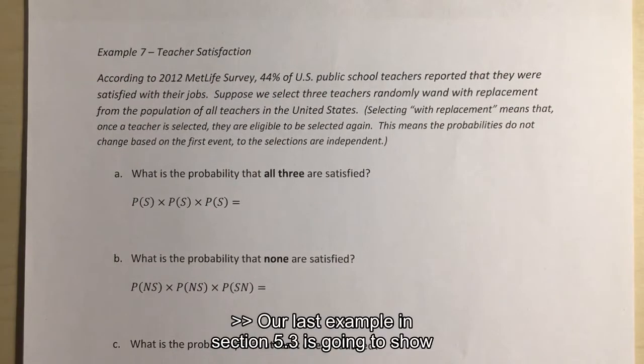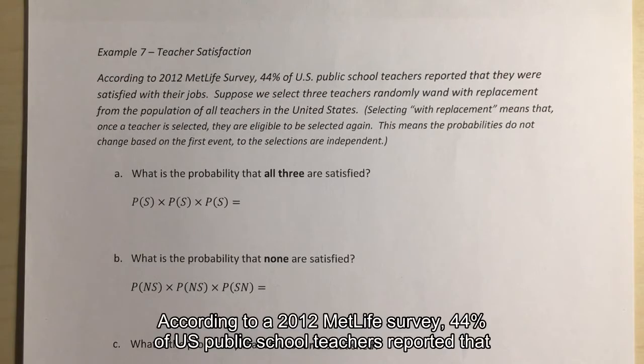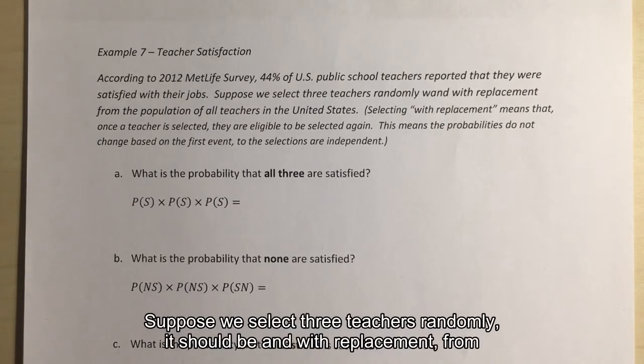All right, so our last example in section 5.3 is going to show an application of our multiplication rule. According to a 2012 MetLife survey, 44% of U.S. public school teachers reported that they were satisfied with their jobs. Suppose we select 3 teachers randomly.